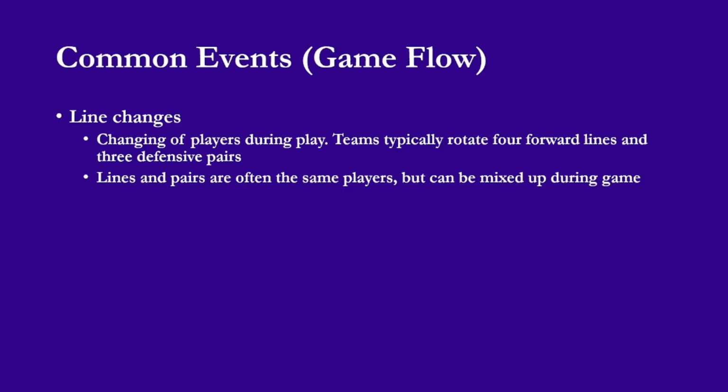The forward group is typically changed as a unit, and the defensive pair are changed as a separate unit as well. As mentioned in the last slide, forward lines and defensive players typically play together, but can be mixed and matched during the course of a game, depending on how the coach wishes to play given the events of the game.